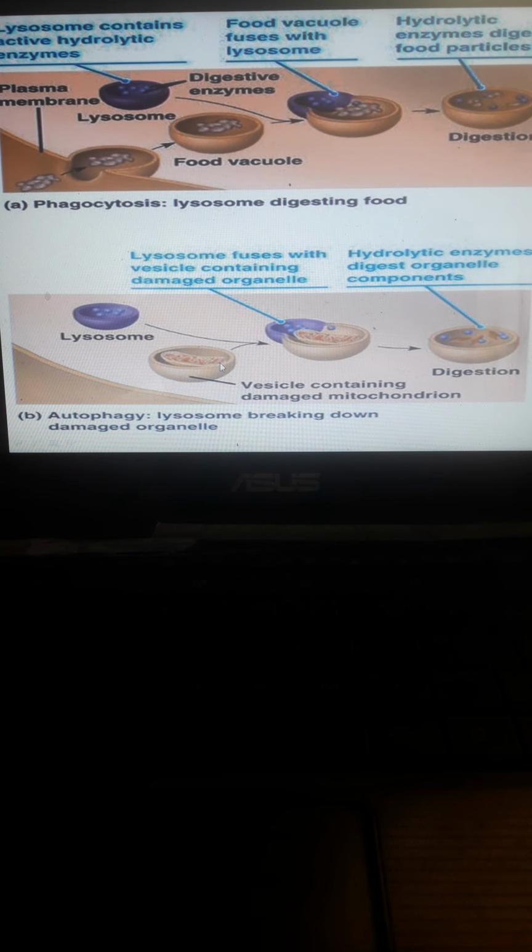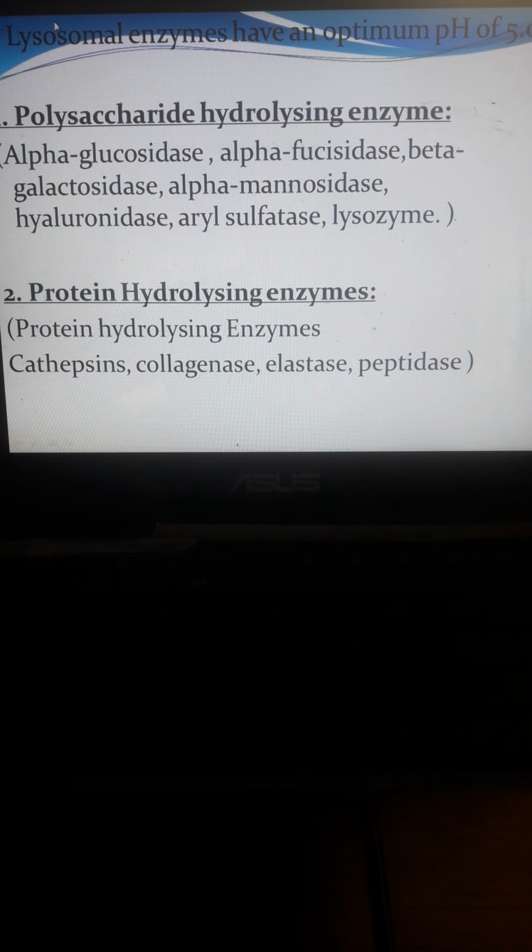For autophagy, a vesicle contains a damaged mitochondrion, for example. Lysosomes fuse with the vesicles containing the damaged organelles, and then hydrolytic enzymes digest the organelles. These are the two main functions of the lysosomes. Lysosomal enzymes have an optimum pH of 5, which is a weak acid.